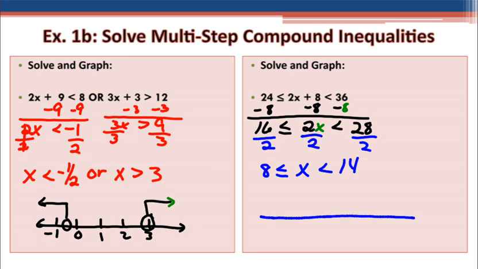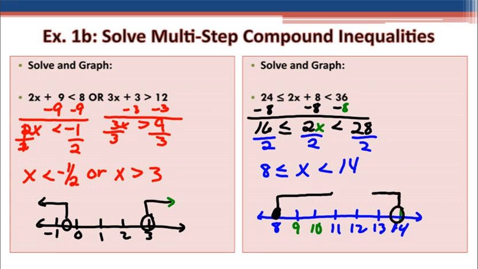Now my number line goes from 8 to 14. So 9, 10, 11, 12, 13, and then 14. I need a filled in circle on 8. It's greater than or equal to 8, so it goes to the right. Open circle on 14. It's less than 14, so it goes to the left.